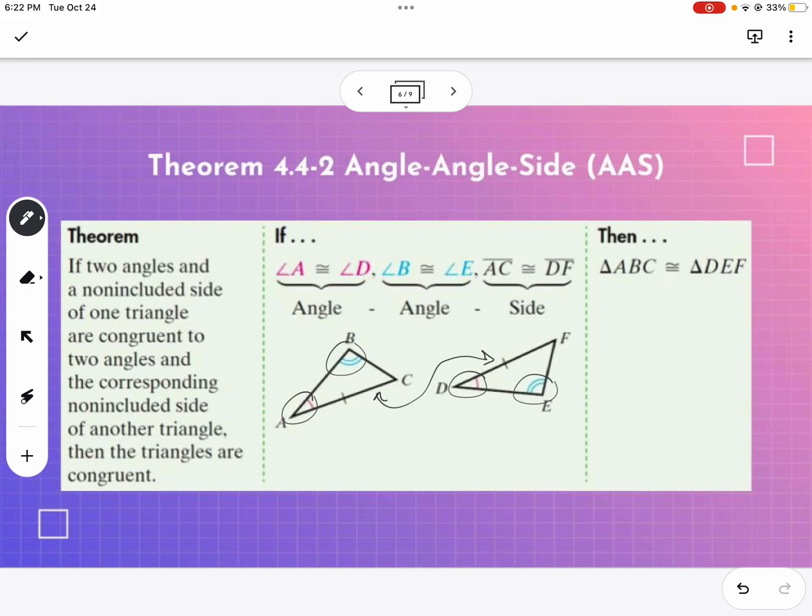That was our last one, angle side angle. Here they use the term non-included side of one triangle is congruent to the other triangle. So that's enough information to say that these 2 triangles are congruent. Once again, follow the letters, angle, angle, side. When we look at one of these triangles, you can kind of follow it, angle, angle, side, okay?